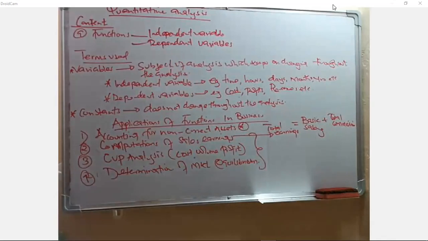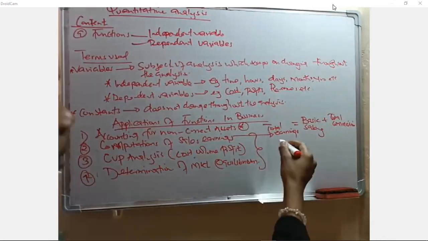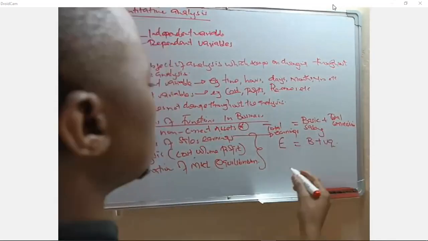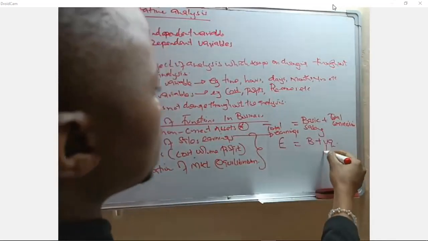Now, if you analyze it in the mathematical aspect, you say E is equal to B plus VQ, right? Where V is the rate of commission.